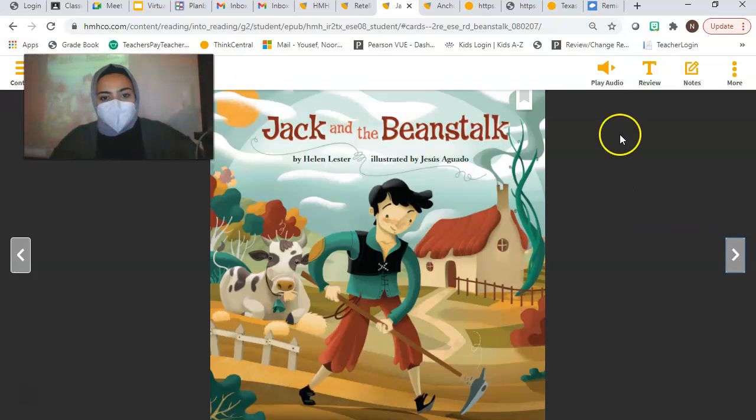Cool. All right. Let's read the story. Jack and the Beanstalk by Helen Lester. Illustrated by Jesus Aguado.